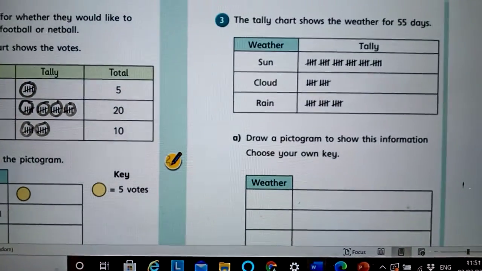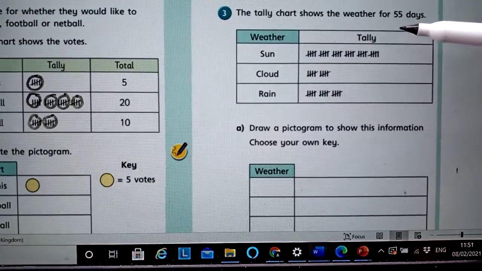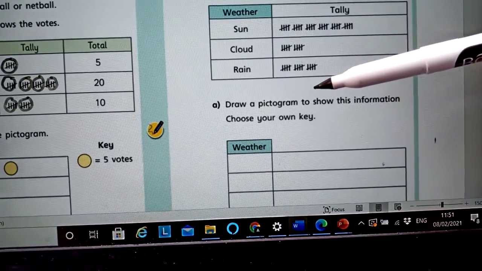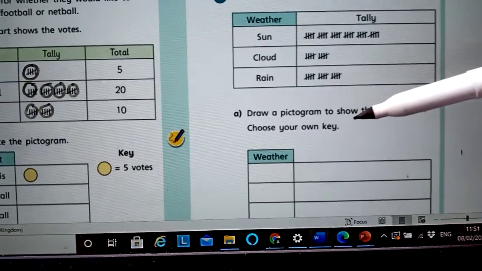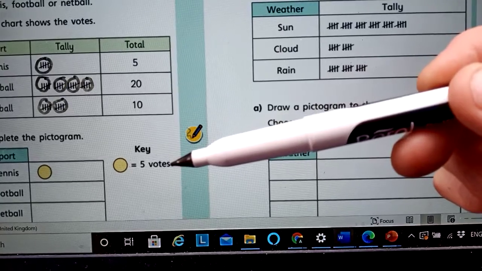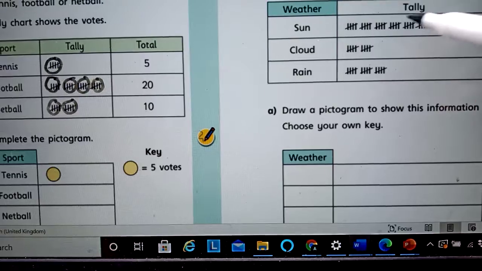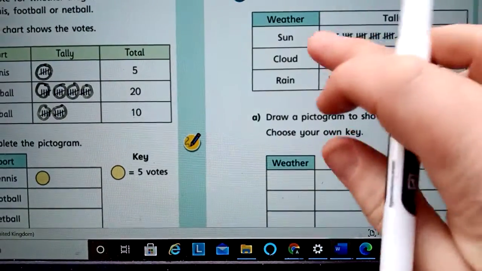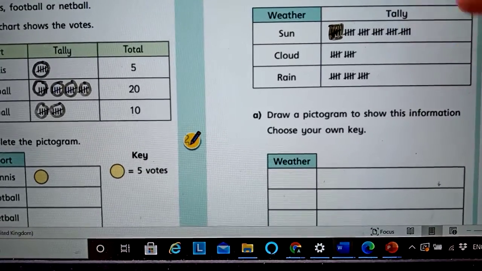Let's have a look at the next one. It says the tally chart shows the weather for 55 days. Okay, these are in bundles of 5, aren't they? It says draw a pictogram to show this information. Choose your own key. Now here, the key was that one circle equals 5. You, Arnaby, might choose the same key. You might say, well, actually, one bundle of 5 is a circle. Or you could say one bundle of 5 is a square.